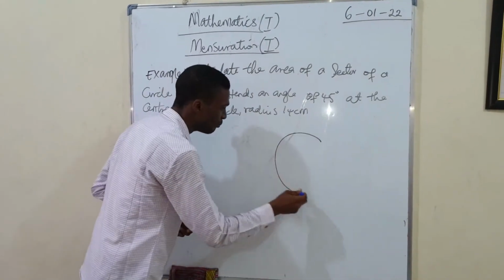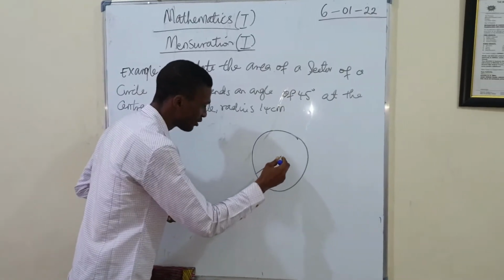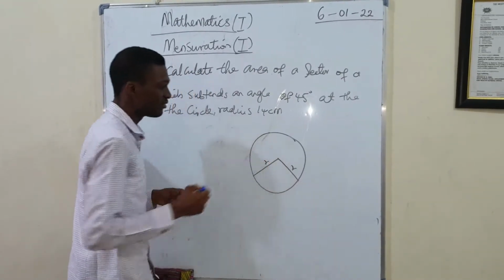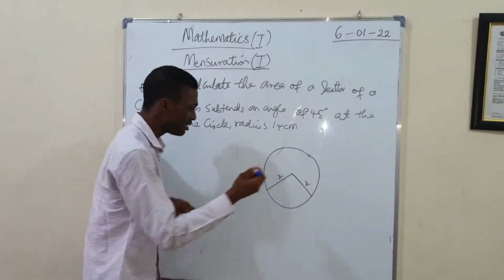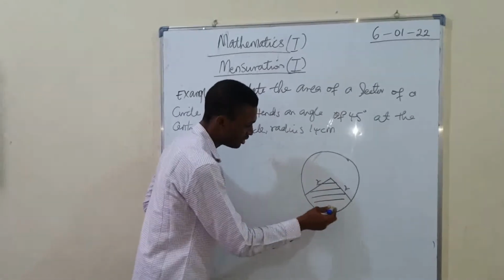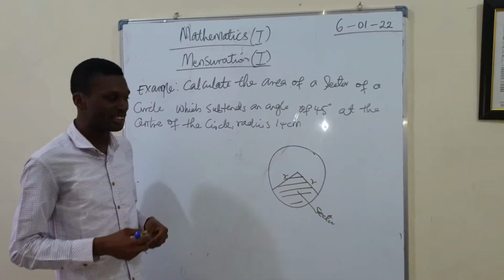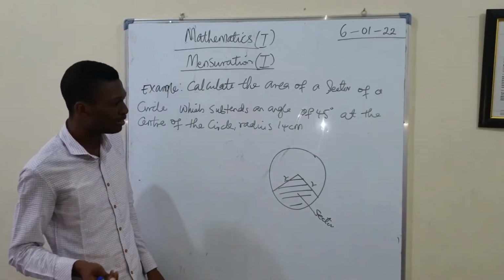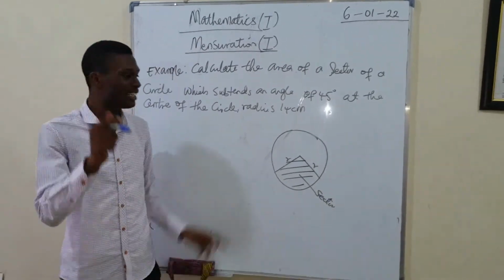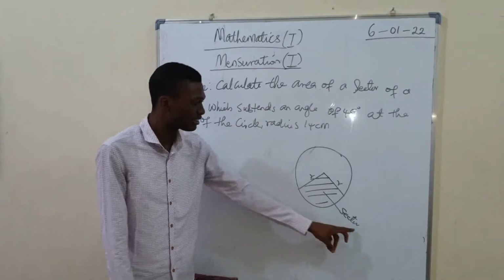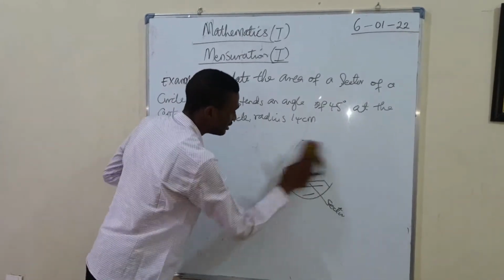We have a circle on the board. This is the center of the circle. These are two radii. Radii is the plural form of radius. So we have two radii and an arc, meaning that this region is called a sector. The sector of a circle is a fractional part of a circle that is bounded by an arc and two radii. On the other hand, this other part is also a sector. We call it a minor sector, but I won't go into explaining that. So that is a sector.